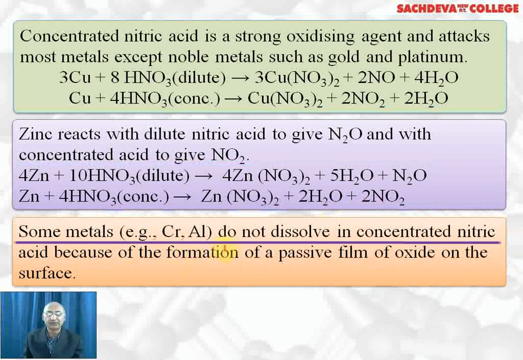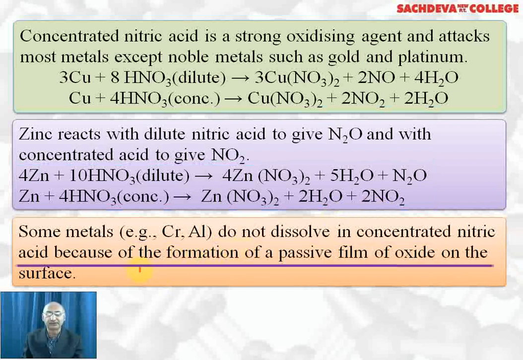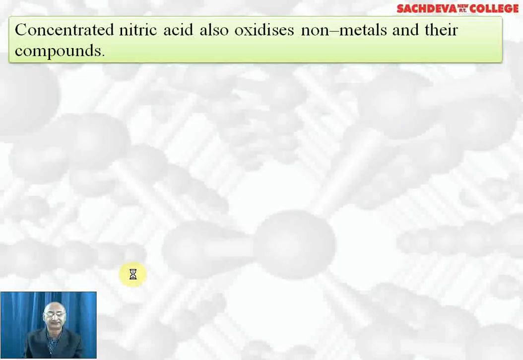Some metals, chromium and aluminium, do not dissolve in concentrated nitric acid because of the formation of a passive film of oxide on their surface, due to which they do not react with nitric acid further after this oxide layer is formed. So they become passive due to the formation of the oxide layer.